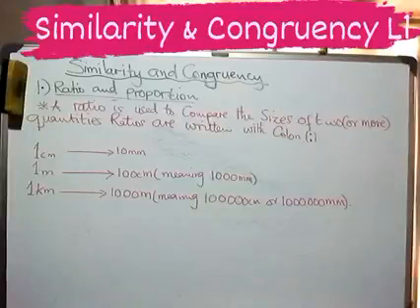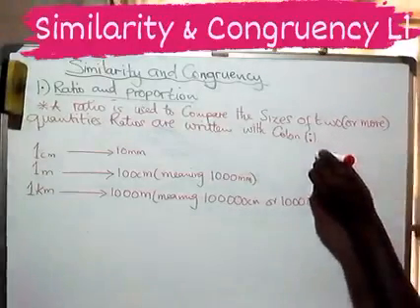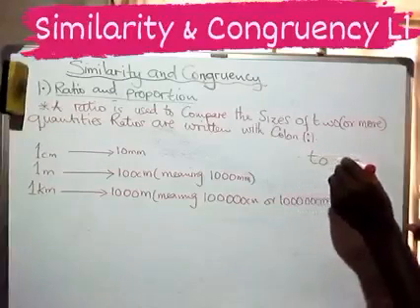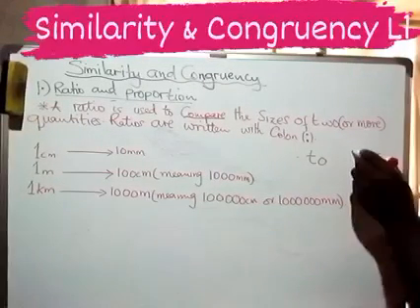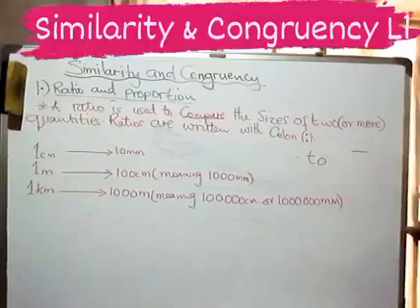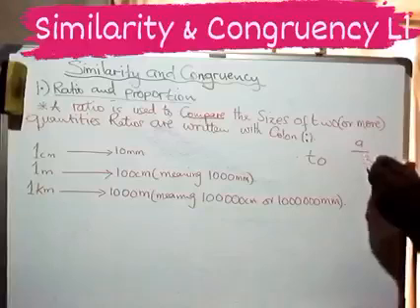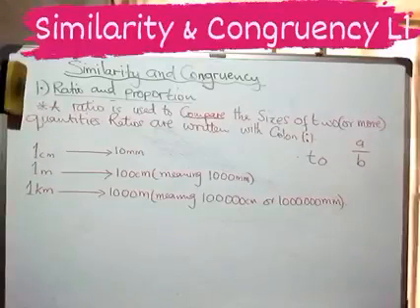Ratios are not only written with a colon, they can also be written by using the word to. We can have a quantity here, and we are comparing it to another quantity. Or we can also use what is commonly known as over, or a division sign. We can compare a quantity on top to another quantity in the form of a fraction. So that is what ratios are.